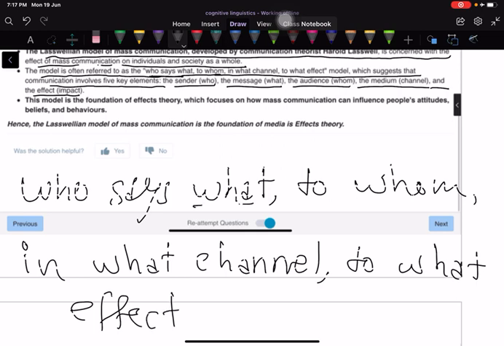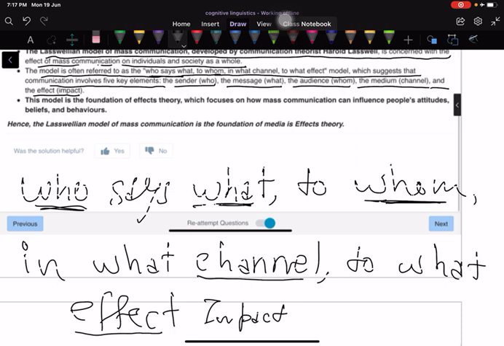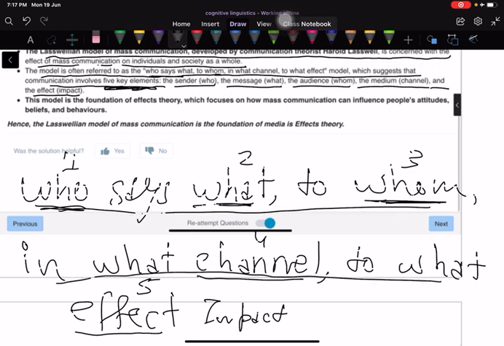So, who, what, whom, the audience, in what channel, and to what effect, the impact. So, five things. First, who. Second thing, what, to whom. The third. Fourth, the channel. And fifth, the effect. So, the five key elements: who says what, to whom, in what channel, to what effect.